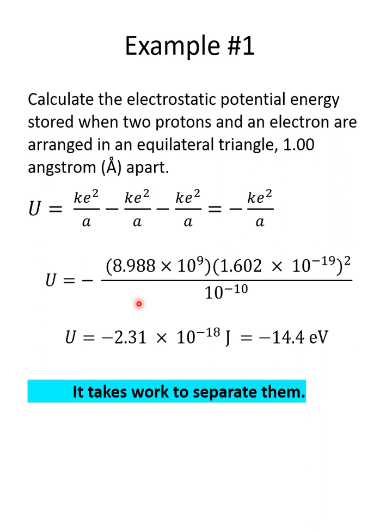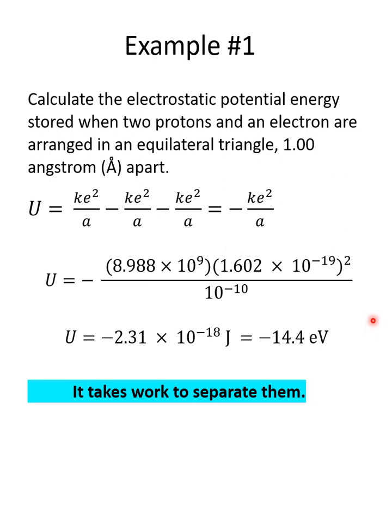And so then we can plug in the values. There's k, there's e, we're squaring it, and there's a, the distance between each of them, 10 to the negative 10. All of this is done in MKS units. And we get negative 2.3 times 10 to the negative 18 joules. We can convert that to electron volts, negative 14.4 electron volts.